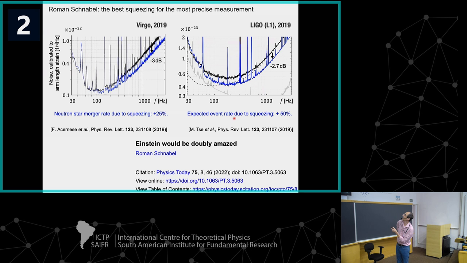And now in 2019, people turned on the squeezers. What you see here is a spectrum of the noise in the detection. When you turn on the squeezer, you get a 3 dB gain on the signal-to-noise ratio. Your noise is reduced by 3 dB. It was tested in Virgo and in LIGO.